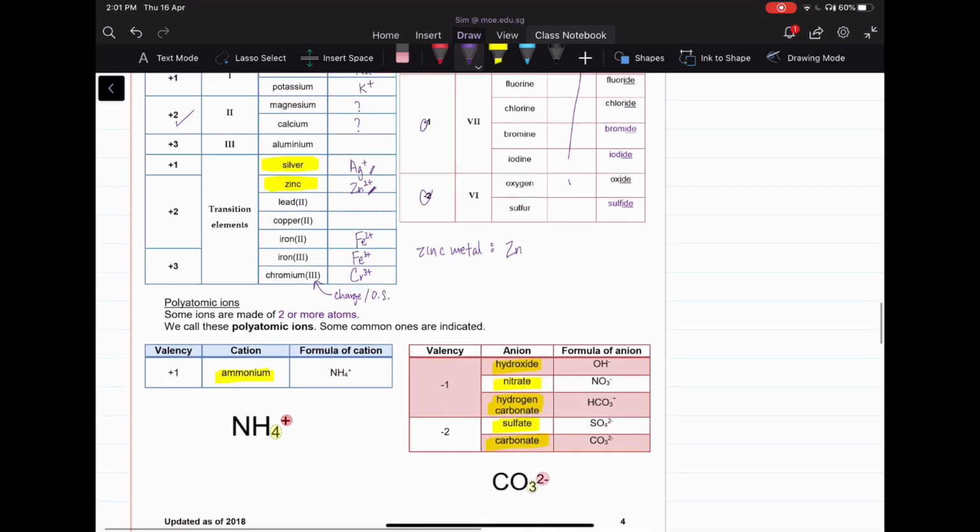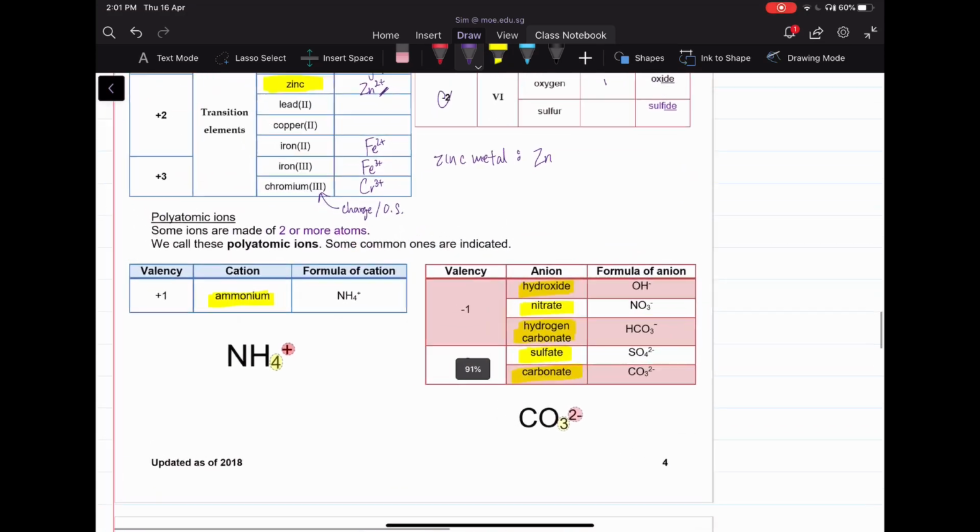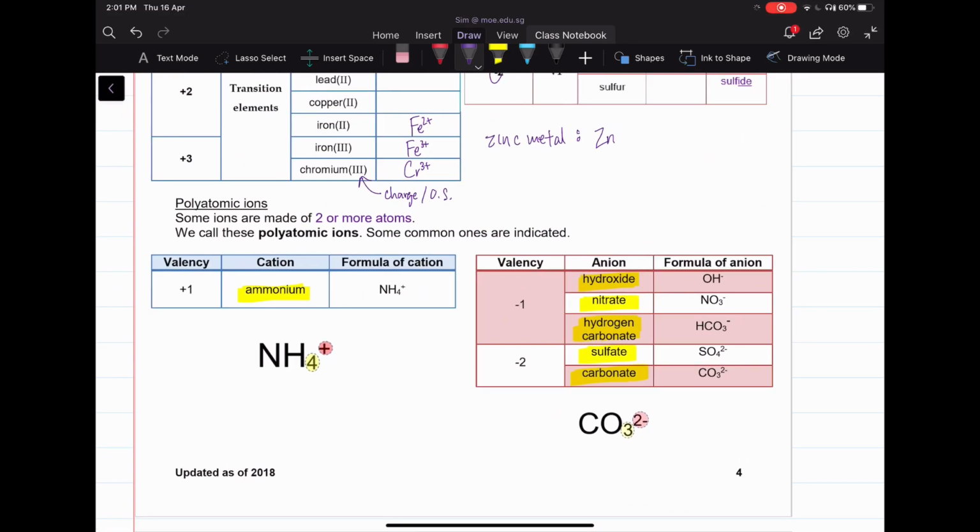Alright, moving on to the polyatomic ions. Now this set of polyatomic ions is very, very crucial because you'll be seeing them a lot, be it in terms of salt preparation or other kinds of reactions. So it's required for you to know what exactly the formulas are like.